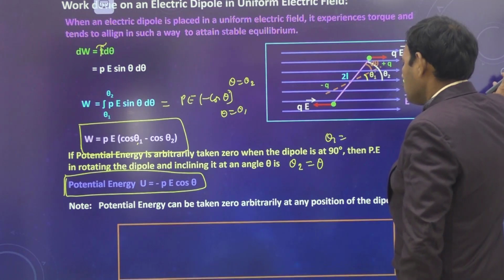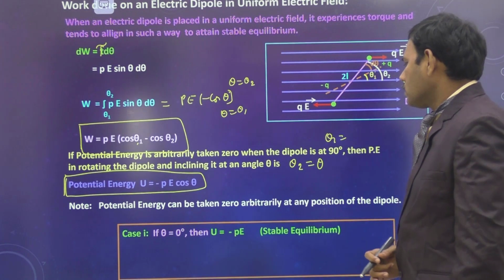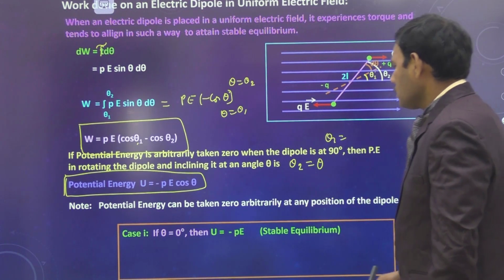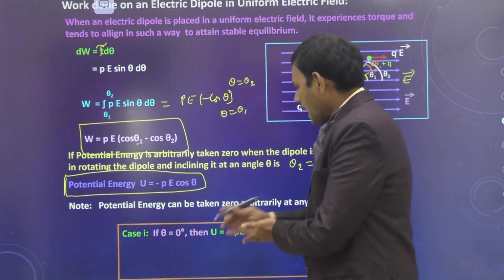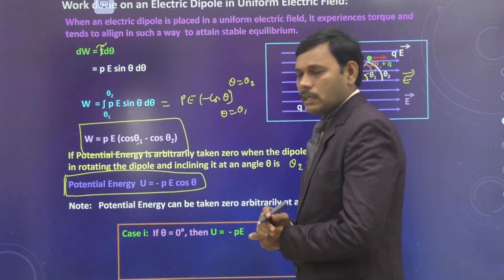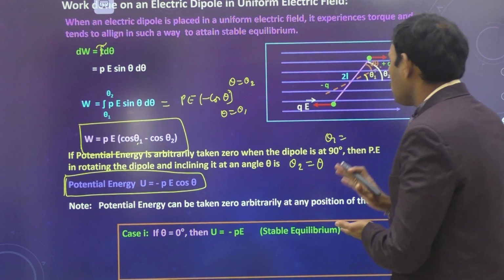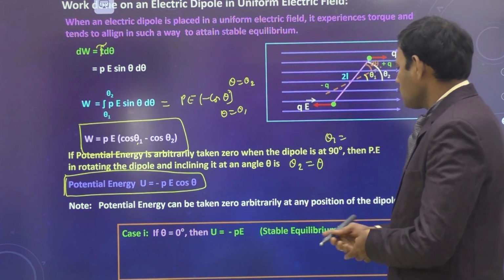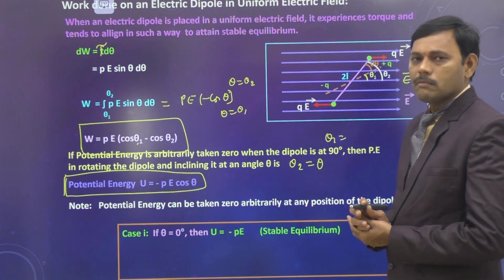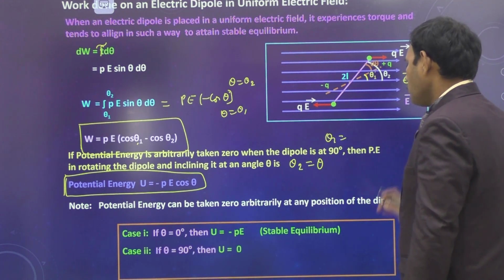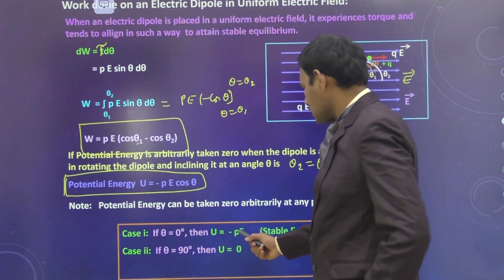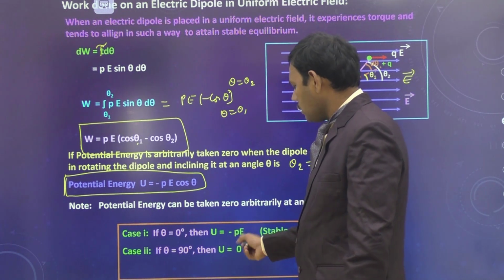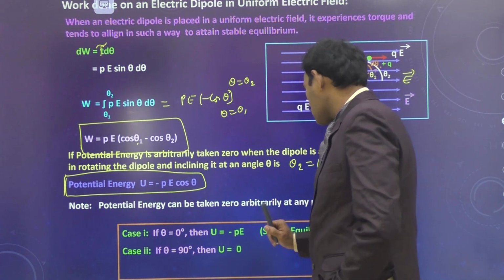Here, if theta is 0, that is, the dipole is kept parallel to E, then the potential energy is minus PE. This is known as the stable equilibrium position when theta is equal to 0, because the potential energy is least, minus PE. Minus PE means the lowest value of potential energy. Hence it is a stable equilibrium.